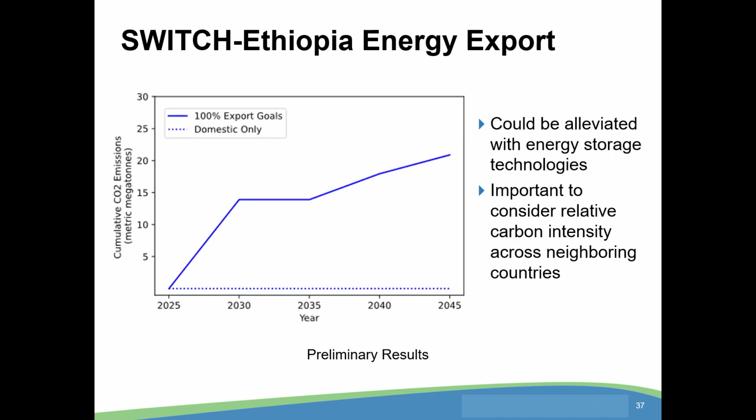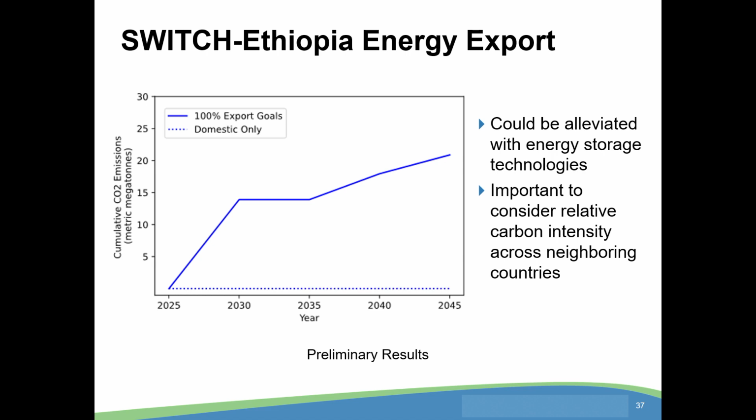We see the effects of bringing on natural gas to meet export demands in the projected CO2 emissions under this scenario. If only meeting expected domestic energy demand, we observe that there are no projected CO2 emissions by 2045. This outcome would maintain Ethiopia's current clean grid. However, with the intention of meeting these ambitious export goals, we see the need to bring on natural gas, which would result in over 20 metric megatons of cumulative CO2 released by 2045.